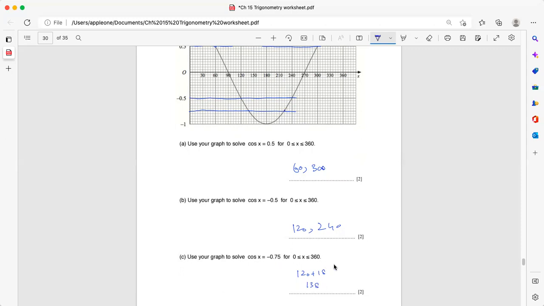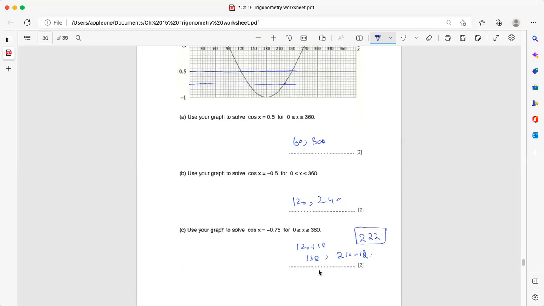And here, 210 plus 12, sorry, 210 plus 12. So 222 is the next answer. So we got two answers, 138 and 222. Yes, this is the answer. Now let's go to the next answer.